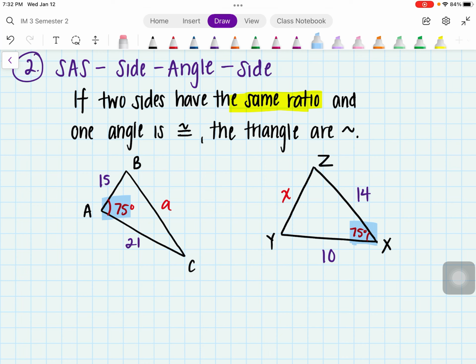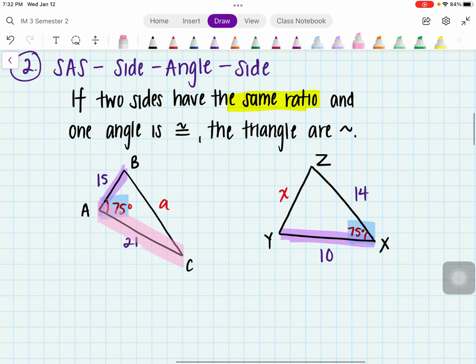Obviously, they do have the same angle. So angle A and angle X are congruent. They're the same. They're equal to each other. So we want to see if corresponding sides are proportional. AB, let me change the color for that, AB is going to correspond to XY, and AC is going to correspond to XZ.